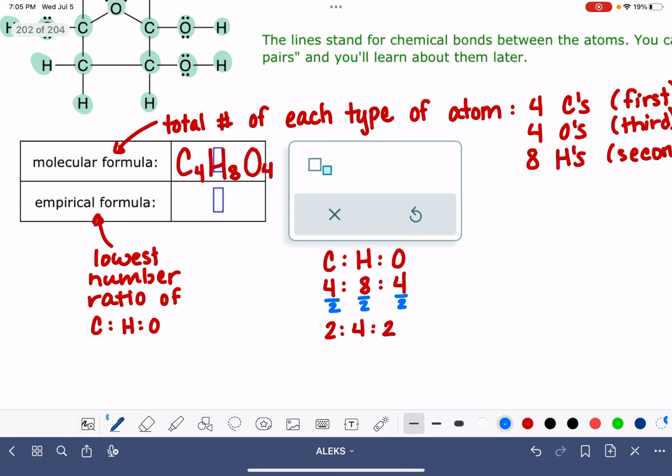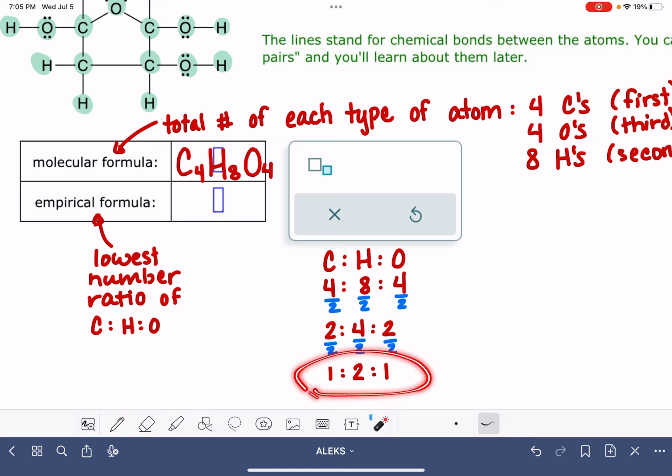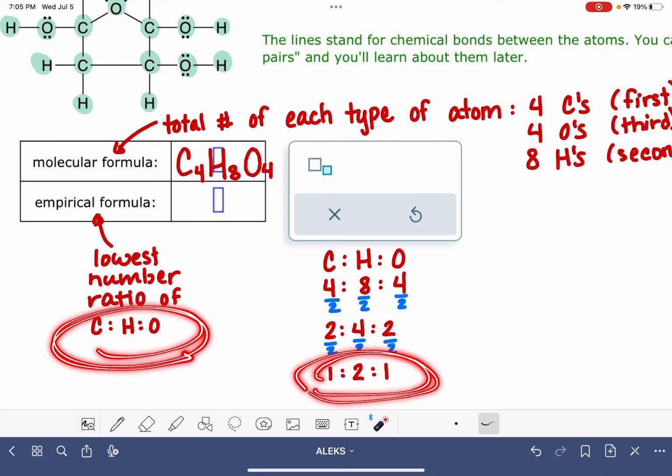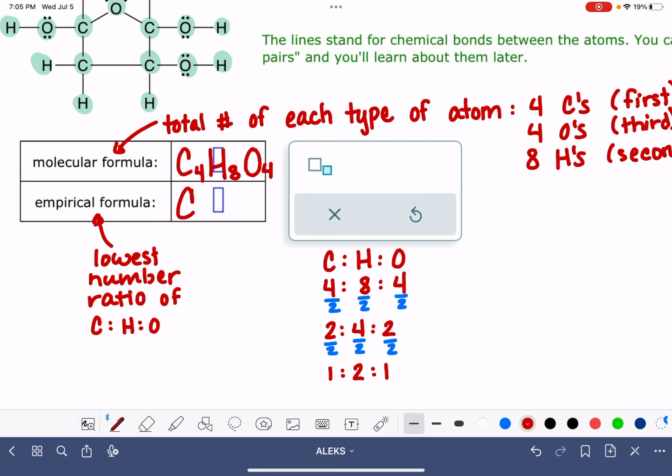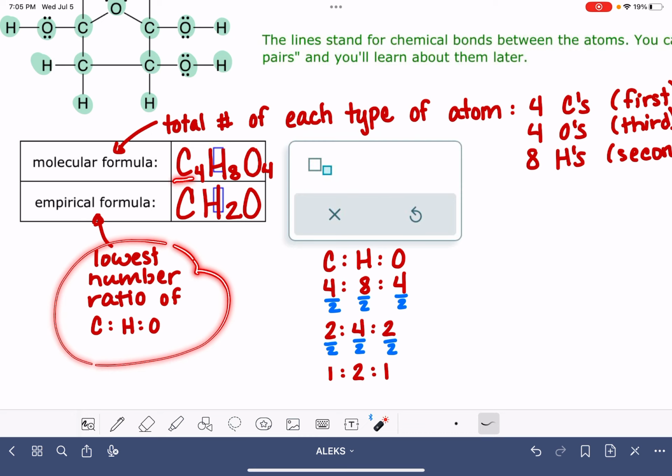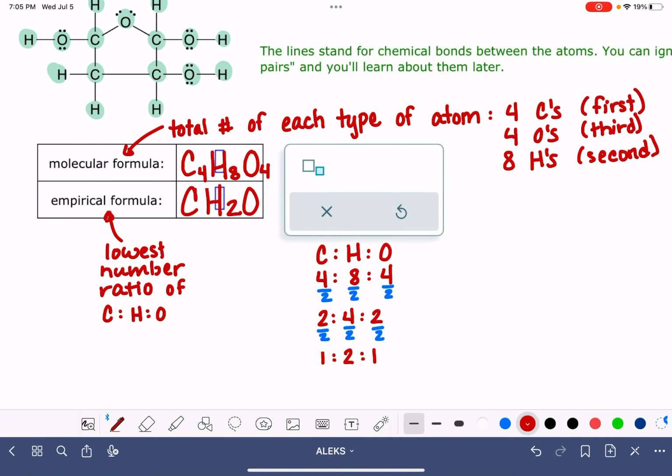Can we get even smaller than that? Sure, we could divide all of these numbers by 2 as well. That gives us a ratio of 1 to 2 to 1. 2 divided by 2 is 1, 4 divided by 2 is 2. This ratio is the lowest number ratio of carbon to hydrogen to oxygen, and that is the empirical formula for this molecule. It is the lowest ratio of the atoms in the molecule. Sometimes the molecular formula and the empirical formula are exactly the same.